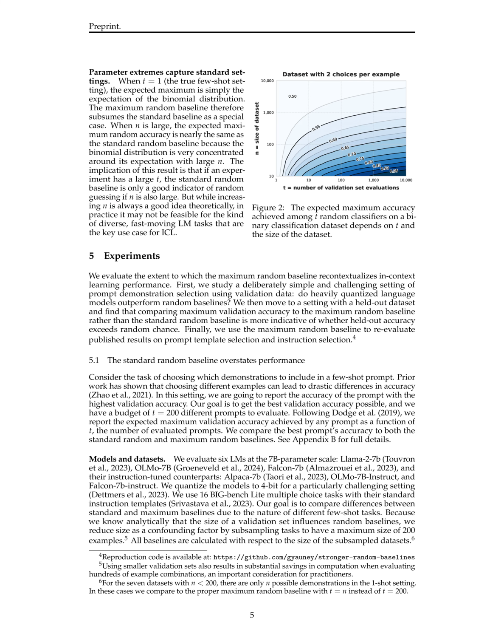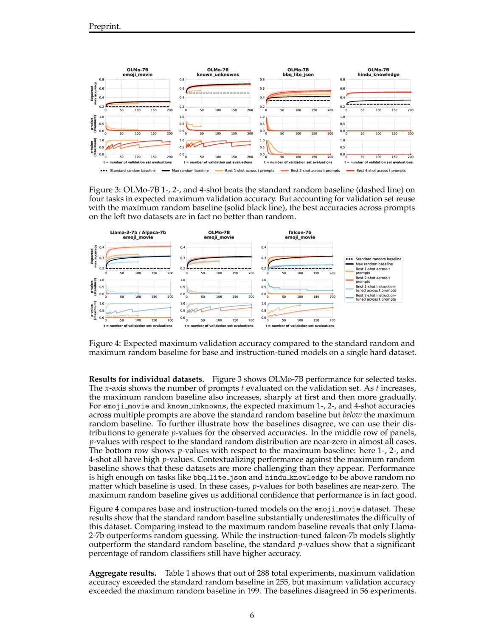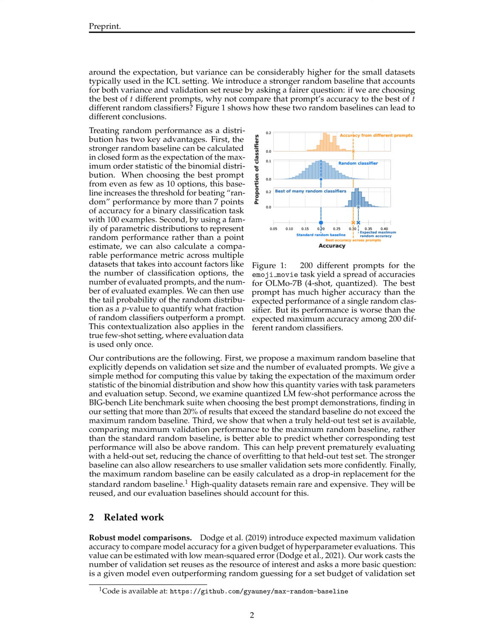The key results achieved with the maximum random baseline method in the study include: 1. The expected maximum random baseline provides a more stringent threshold for evaluating model performance compared to the standard random baseline, especially for small datasets used in in-context learning (ICL) tasks. 2. By using a family of parametric distributions to represent random performance, the maximum random baseline allows for a comparable performance metric across multiple datasets, considering factors like the number of classification options and evaluated prompts.